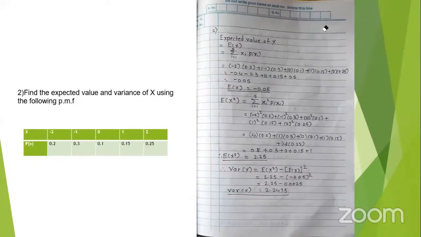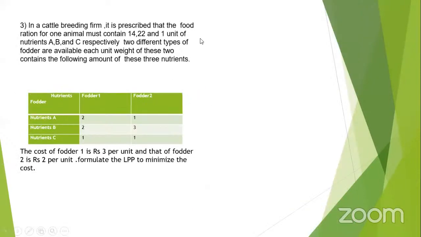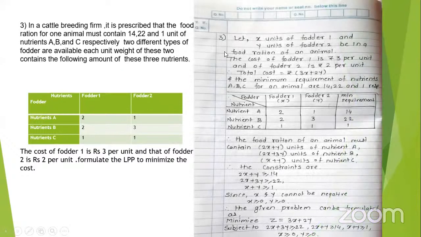Just cross check your answer. So this LPP formulation sum is there. All the information is provided over here, so just how to represent it. Okay. So I had written this tabular form over here. We have to find the total cost, and then make a tabular form with the minimum requirements, and depending on that we have to find the constraints.